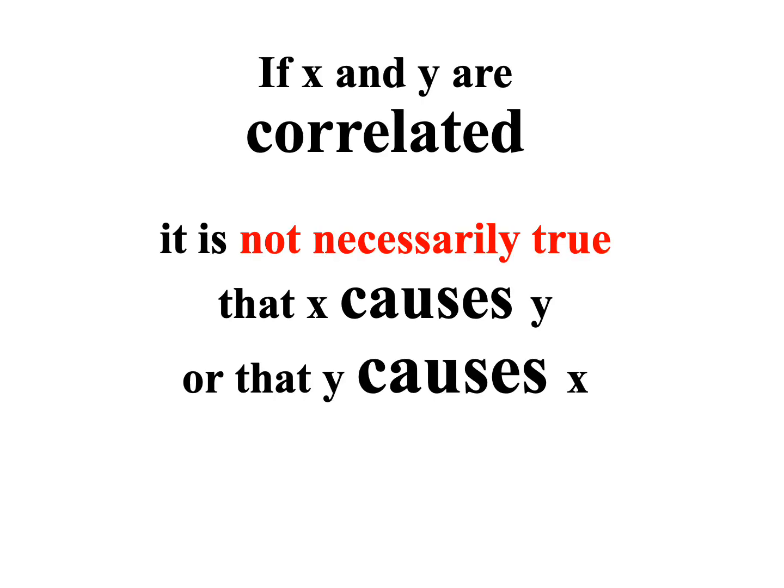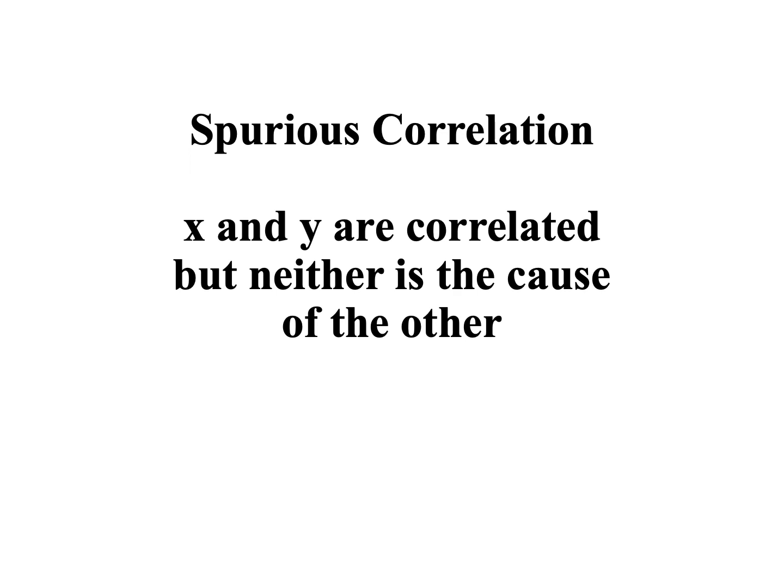And here is another way of expressing this idea. If x and y are correlated, it is not necessarily true that x causes y or y causes x. It is very important to remember that correlation and causation are different. Sometimes a correlation between two variables indicates that one is the cause of the other, but sometimes the two may be correlated even though there is no causal relationship. Scientists call it a spurious correlation when x and y are correlated but neither x nor y is the cause of the other.